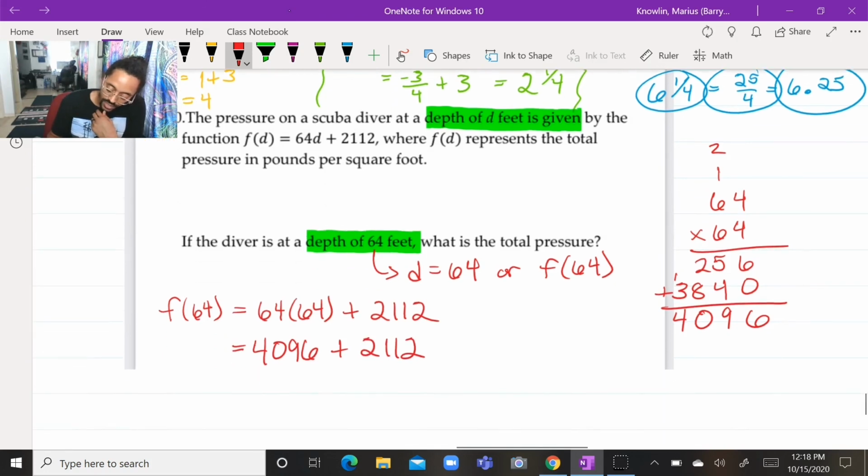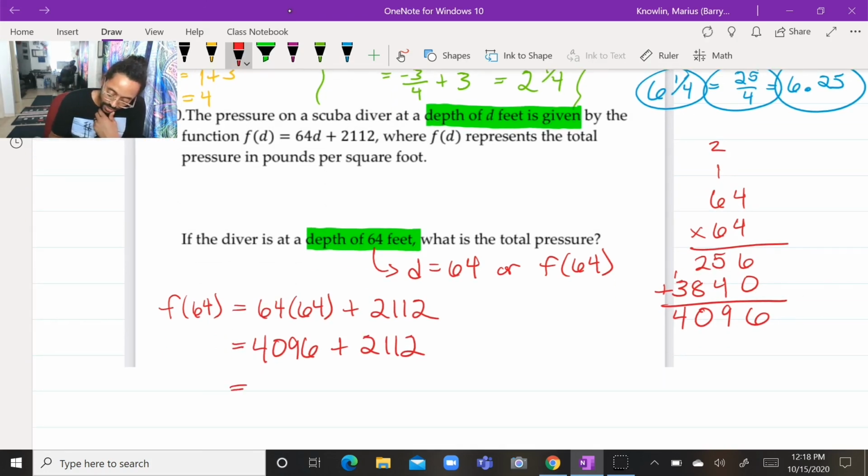2,112. And now we just need to add that up to get our final answer. So let's do that. 96, 2,112. We add that. That's 8. That's 10. Carry the 1. That's 2. That's 6. So 6,208 total pressure.